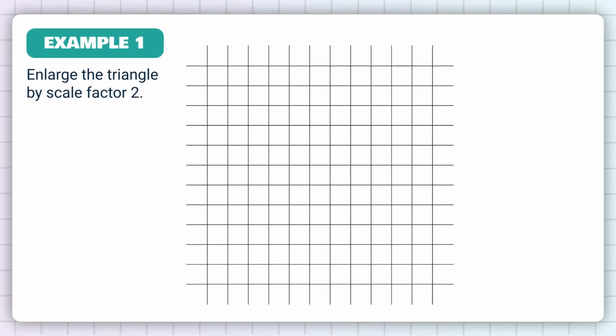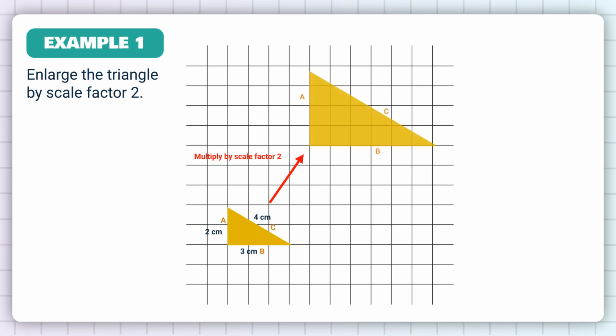As an example, if a triangle has sides 2 centimeters, 3 centimeters, and 4 centimeters and is enlarged by a scale factor of 2, the new triangle will have sides 4 centimeters, 6 centimeters, and 8 centimeters because each side length is multiplied by the scale factor of 2.